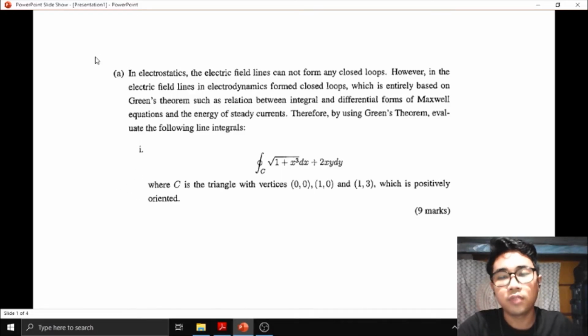Hello everyone. Today we are going to solve some application questions related to vector fields, line integrals, and Green's theorem. Okay, let's get into the question.